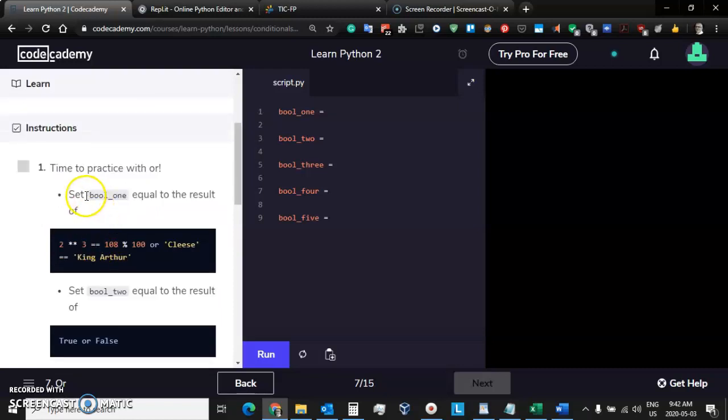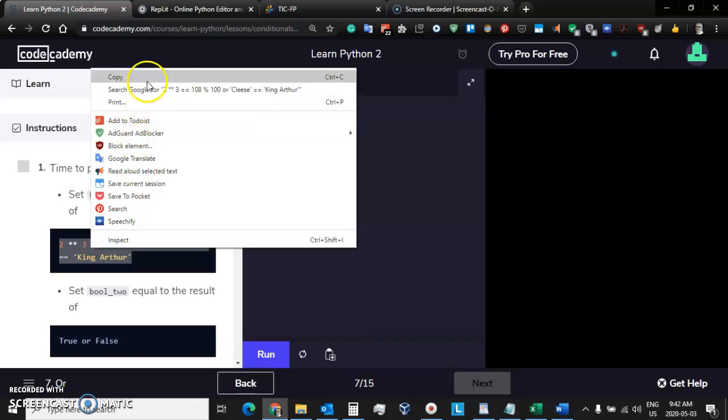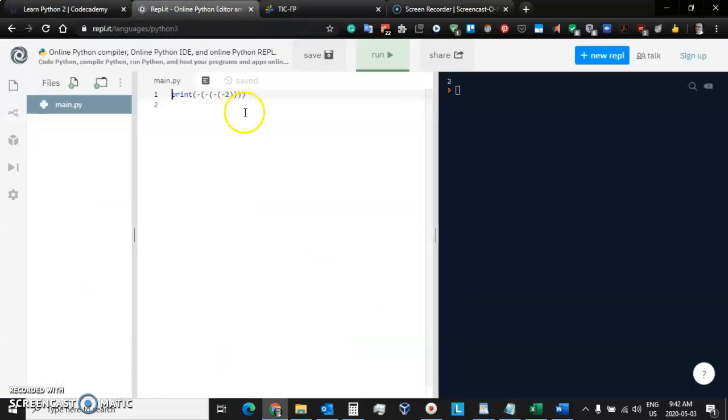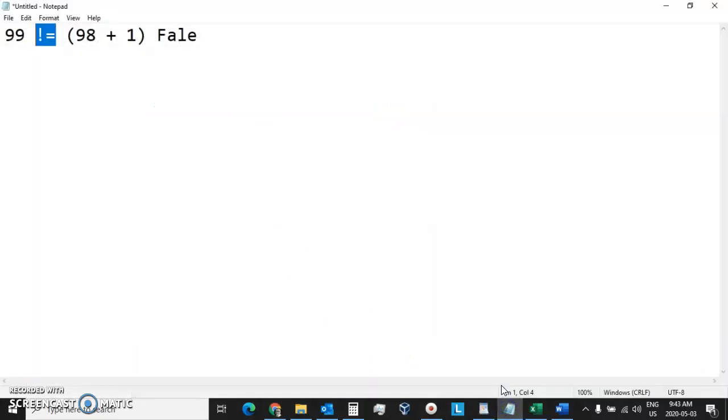So what we have to do here, if we read the instructions, set Boolean 1 equal to the result of, so they're giving us an expression and we have to evaluate. And like I said, you can cheat by going to a Python editor. Just simply copy that result right in. But I would encourage you to work this out. Let's see what the result is. We see the result of the whole thing is true. But I recommend that you actually try to work the whole thing out.